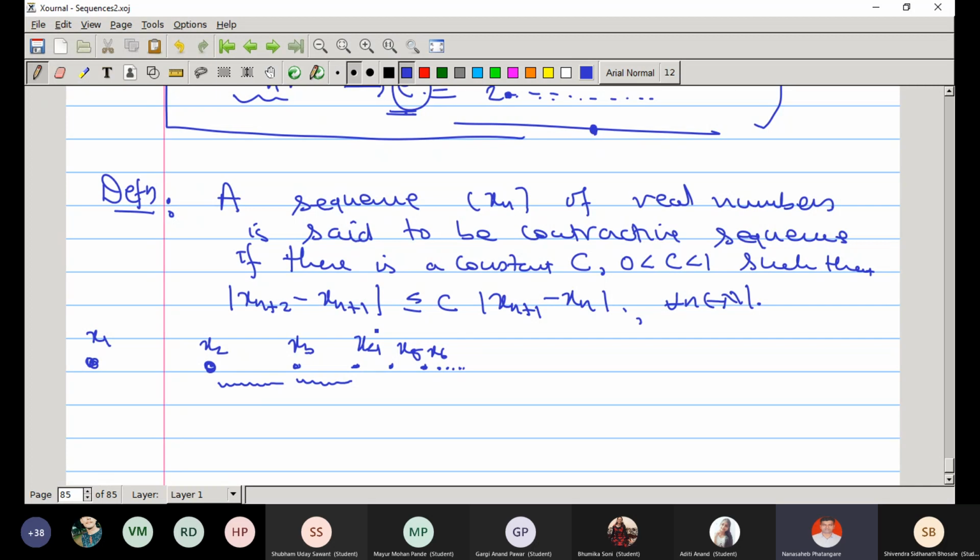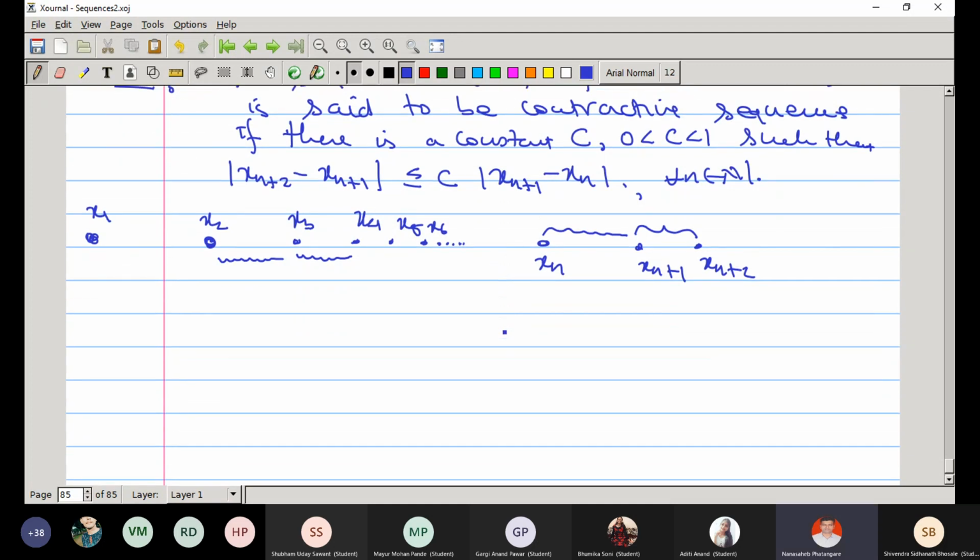That means if you look at xn, xn plus 1 and xn plus 2, the distance between xn plus 1 and xn plus 2 is less than distance between xn and xn plus 1, and we are multiplying by fraction c. It means the amount is a fraction times, so it is certainly smaller, not equal. So such a sequence is called a contractive sequence.